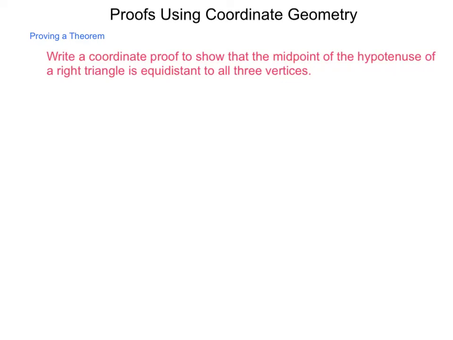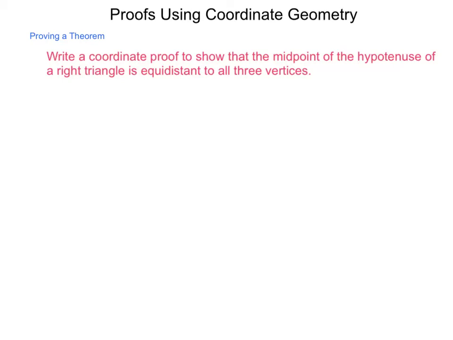In this lesson, we're actually going to use proofs in coordinate geometry to show that the theorems we've been using actually are correct. So we're going to begin with writing a coordinate proof to show the midpoint of the hypotenuse of a right triangle is equidistant to all three vertices.